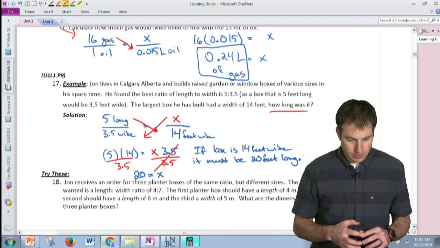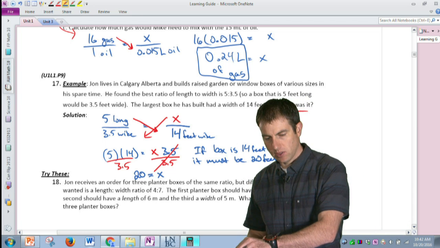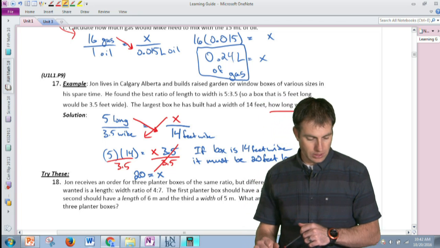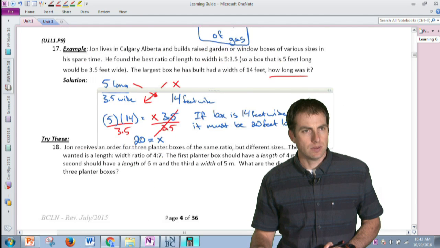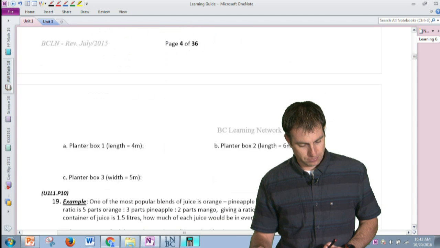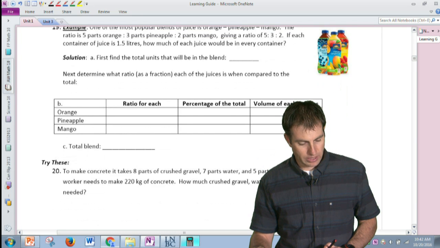All right, so that's 17. I'm going to leave you guys with 18. It's the try these, A, B, and C. 3 parts there. So that's page 4. I think you guys can do that. And we'll jump to 19.